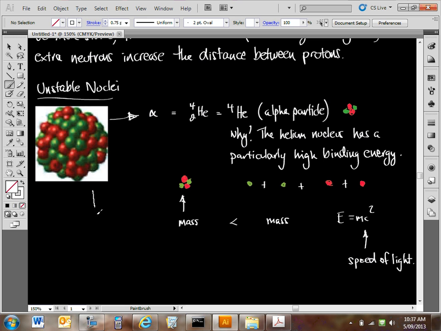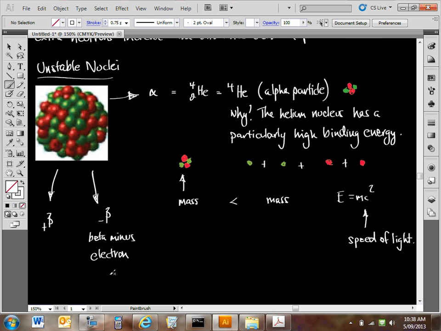What else does this thing throw off? It can throw off, what was that? You give it all away. I'm supposed to reveal all these one by one. Electrons. So the beta minus particle, or an electron, or a beta minus 1, 0. Can be all those things.